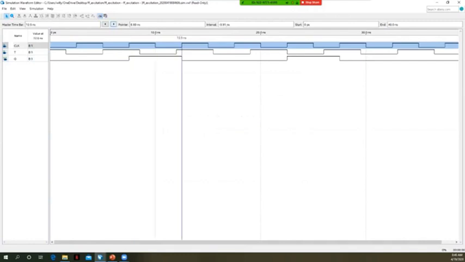Next rising clock edge, T is a 1. That means we toggle. Q is a 1, Q now toggles to 0. Next rising clock edge, T is a 0, so we hold our state, meaning if Q is a 0 before, Q is still a 0. Next rising clock edge, T is... Oh, I caught a state transition here. Okay, so this clock edge, T is a 0. Q retained its state.